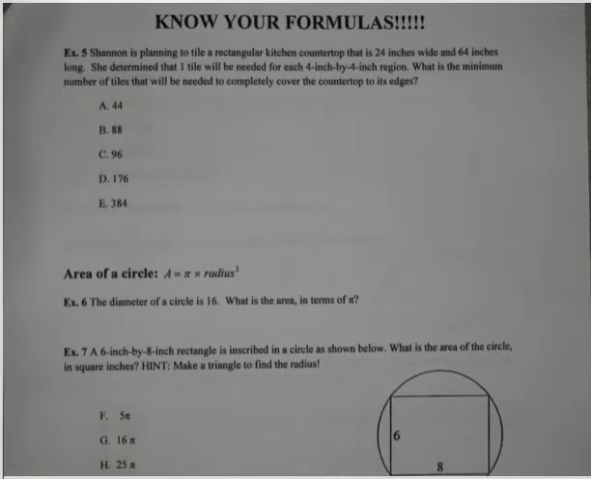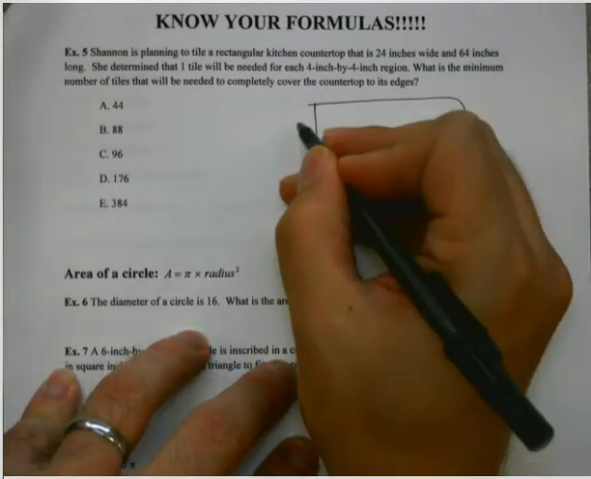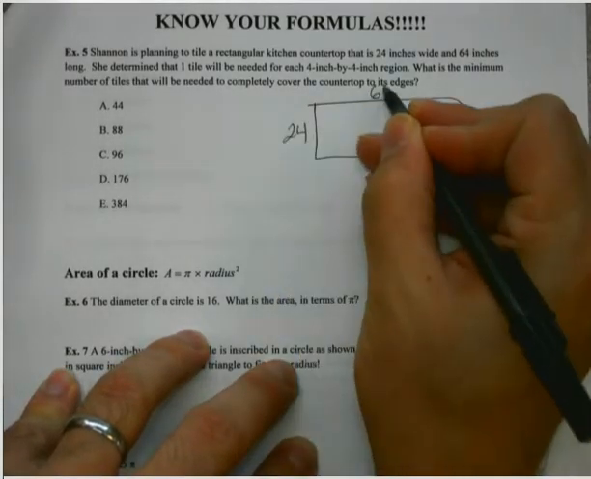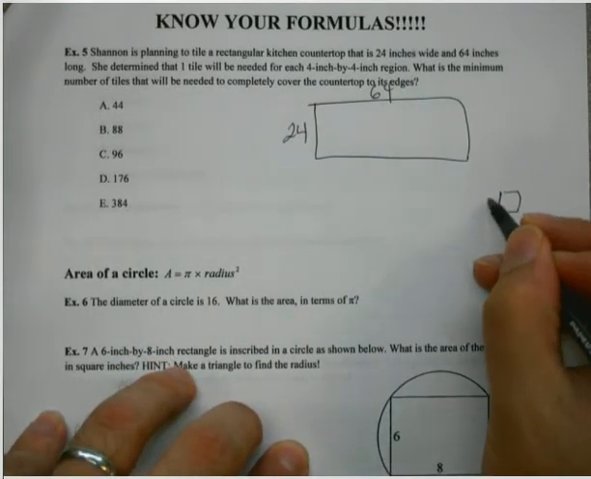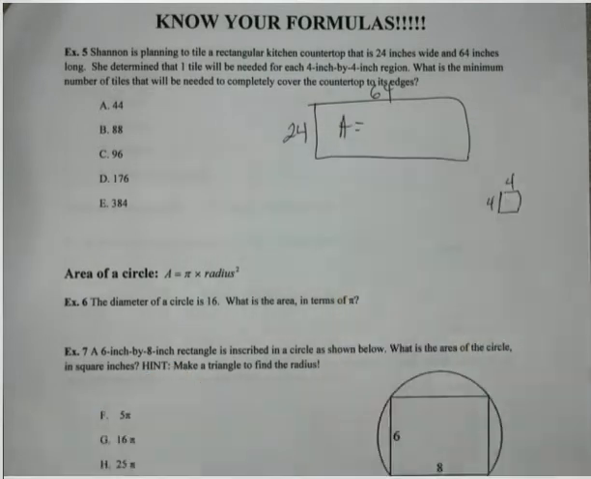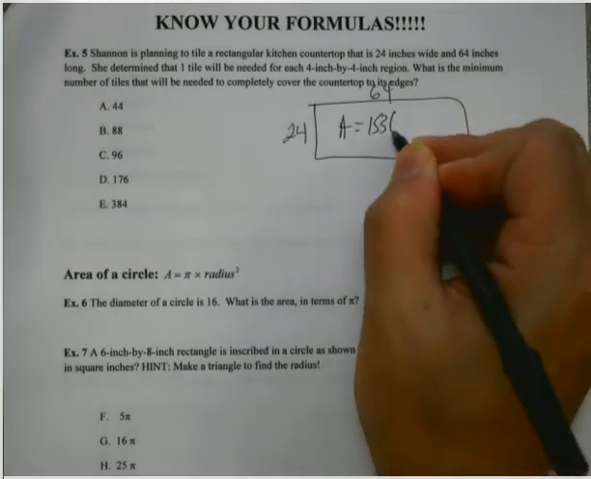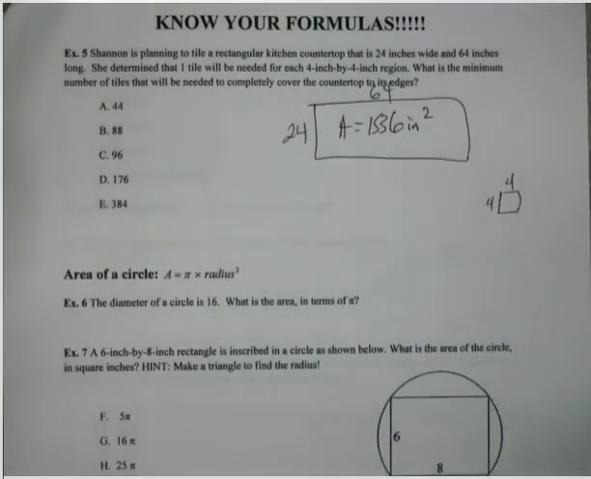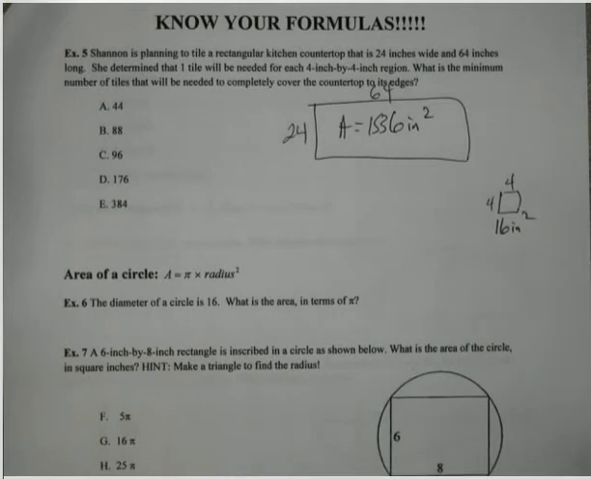Again, Shannon here, as we move to the next page, is planning to make a tile rectangular kitchen countertop. Another opportunity to draw a picture. 24 inches wide and 64 inches long. She needs one tile for each 4x4 region. So the whole countertop, if I work that out, is going to be 1,536 square inches. The area of one tile is 16 square inches.